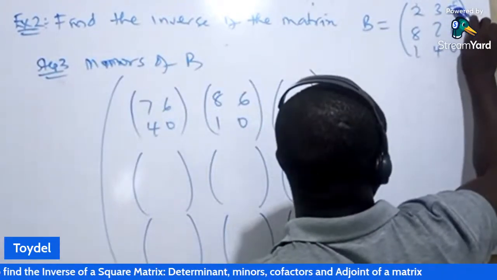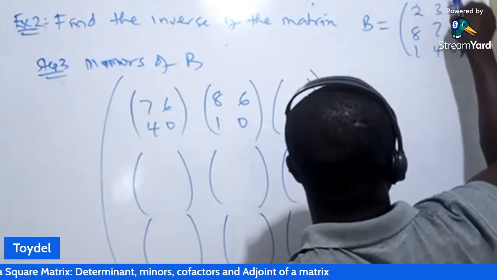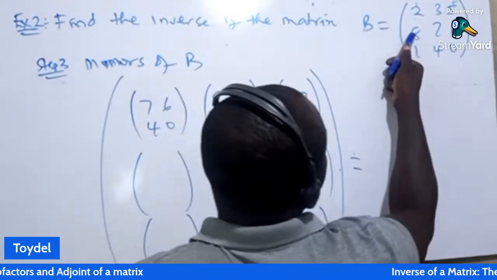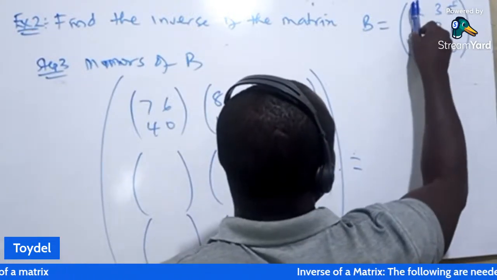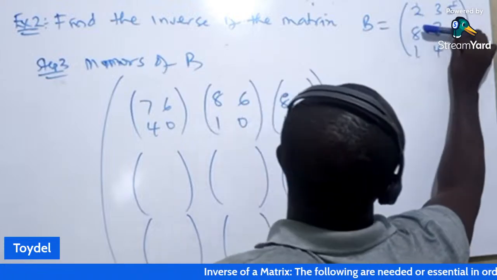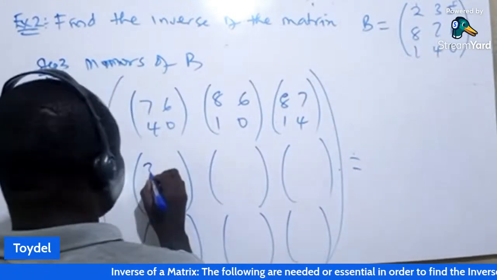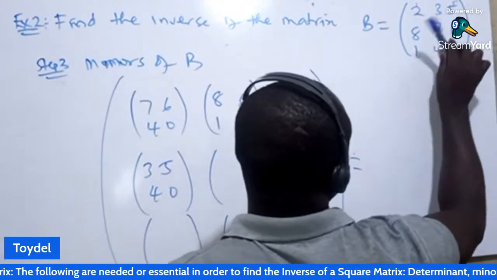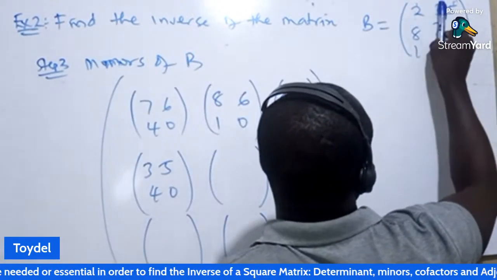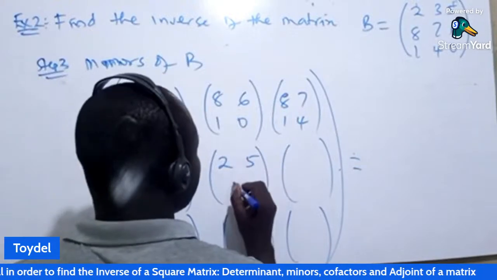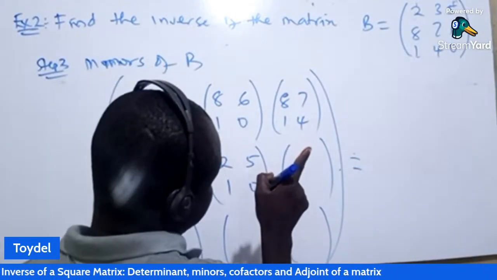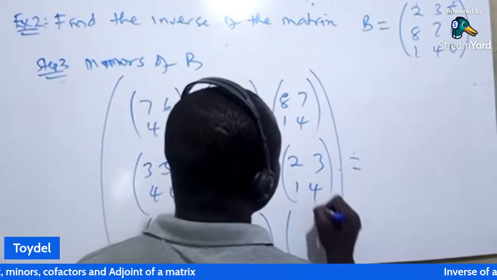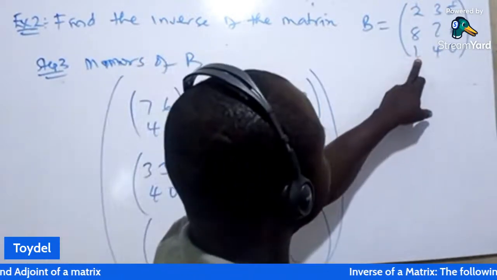Then when we want to find the minor of 5, 5 is along first row, third column. So we have 8714. So we go ahead and find the minor of 8: second row, first column, so we have 3540. Then we do the same thing for 7, which is second row, second column. We have 2510. Then we find the minor of 6, which is second row, third column. We have 2314.